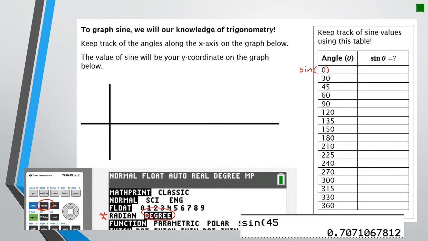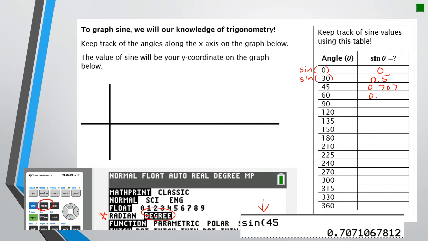So if you type in the sine of 0, it's going to give you 0. If you type in the sine of 30, it's going to give you 0.5. And then I have an example down here. If you type in the sine of 45, it's going to give you this crazy long decimal, so I'm just going to say 0.707. We don't need the whole crazy thing. We just need enough to get an idea of where it needs to be. So I'm going to go ahead and just fill in all of these values. These are things that you should be able to type pretty easily into your calculator. It's more tedious than it is difficult.